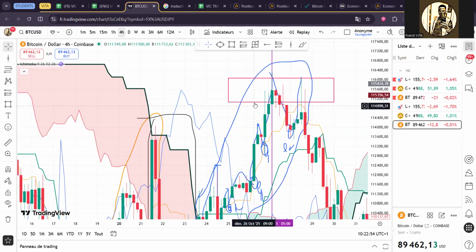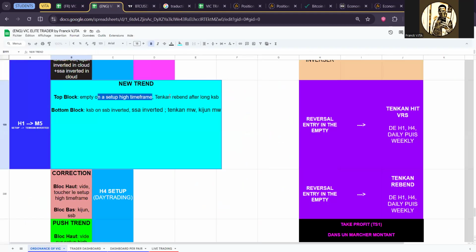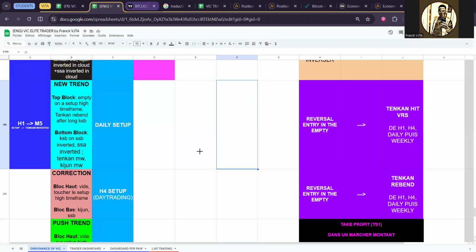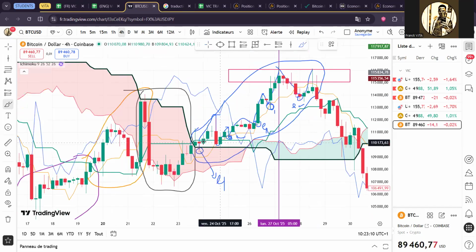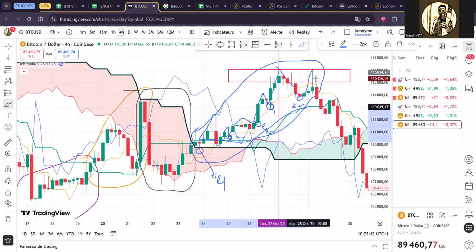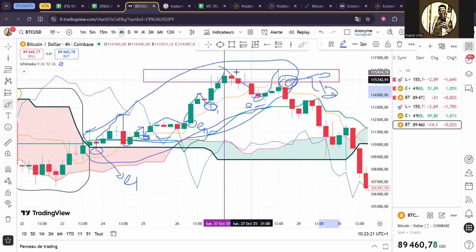So that's the top two. That's the top of the new trend. Then another top of the new trend is the Tenkan rebound after a long KSB. So you see that at this level, during the new trend, you had a long KSB like this. When Tenkan rebounds at this level, then you have the TP number two, right? You had the second take profit. On this empty space, that was your first take profit when we touched the daily Kijun.